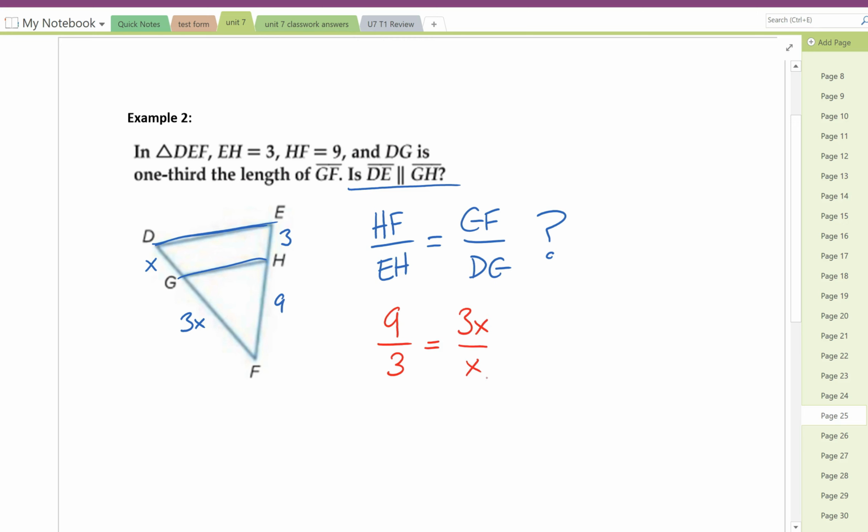So let's just divide these out. If we get the two sides to be equal to each other, that means that DE and GH are parallel. So 9 divided by 3 is just 3. 3x divided by x would also be 3. So the two ratios are the same. So the answer to this one would be yes. DE is parallel to GH.